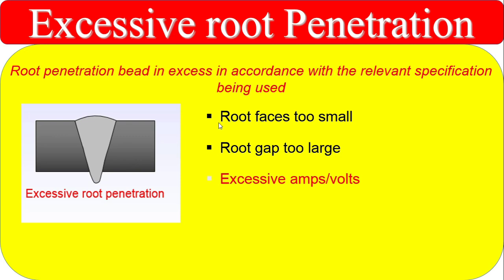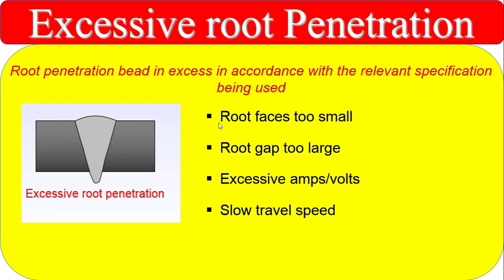Excessive amperage and voltage, then definitely the root penetration will be more. Slow travel speed, because with slow travel speed the melting weld pool is more, so the root will be penetrated more. So these four are very important: root face too small, root gap too large, excessive amperage and voltage, slow travel speed. These four are the causes for the root penetration bead in excess.